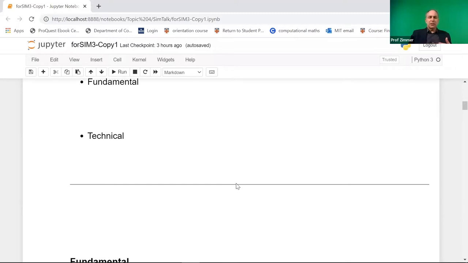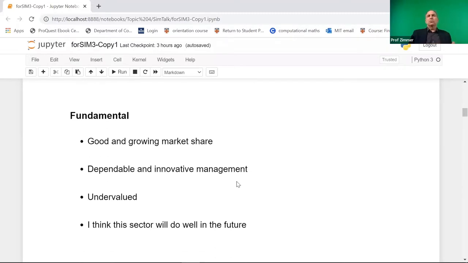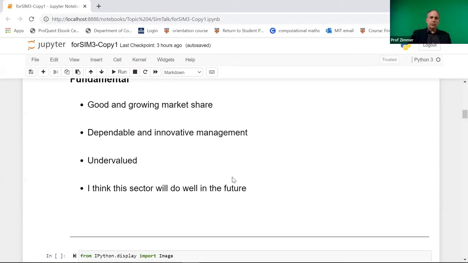And the fundamental analysis is when people look at shares and they say, well, this share represents a company, and how solid do I think this company is? Is the company going to grow? Does the company have a good senior management team? Do they have a great idea for the future? Are they undervalued at the moment? That's a kind of cross between the two. And I think this sector will do well in the future. So it's stuff about the company and the sector.